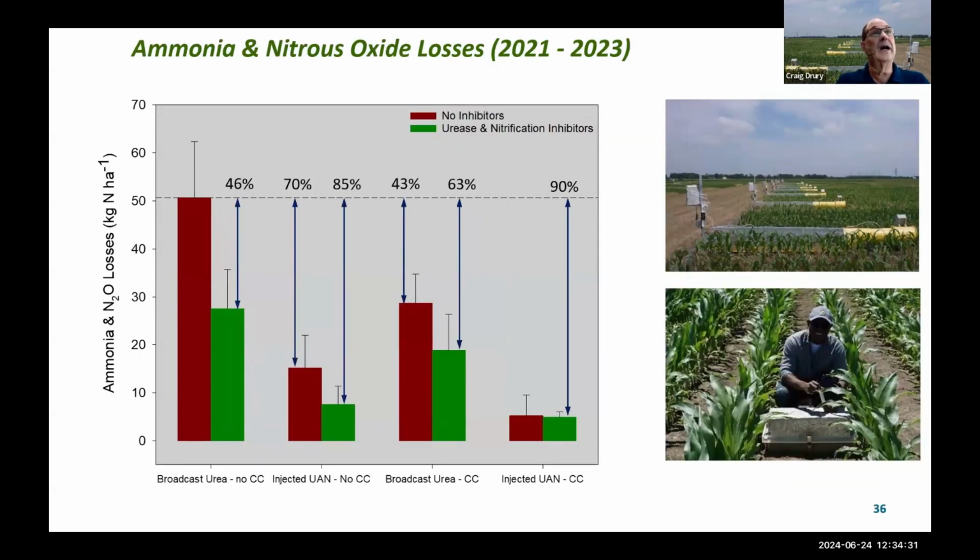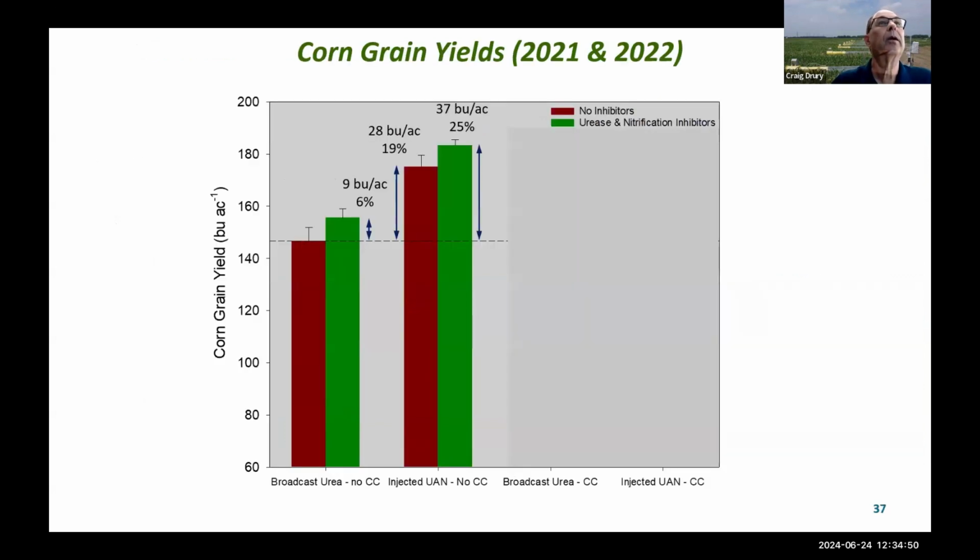If we look at the combined effect of both of these, we start out with over 50 kilograms lost, and if we go through all these different scenarios, if we inject and have cover crop, the combined ammonium and N2O losses are 90% lower. Corn grain yields had increased quite dramatically. Over the first couple of years, we saw up to a 25% increase in yields when we inject, that last green bar with the inhibitors.